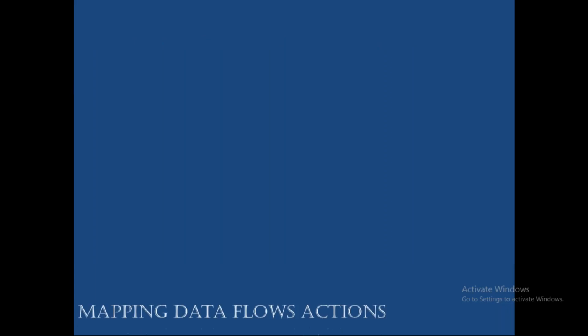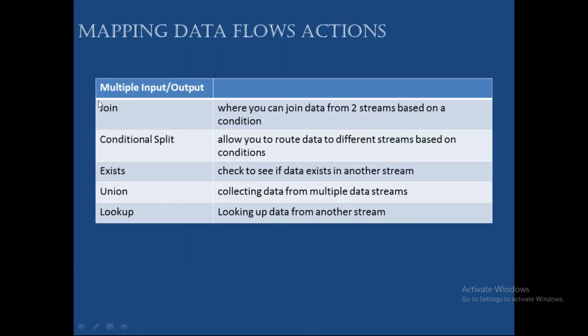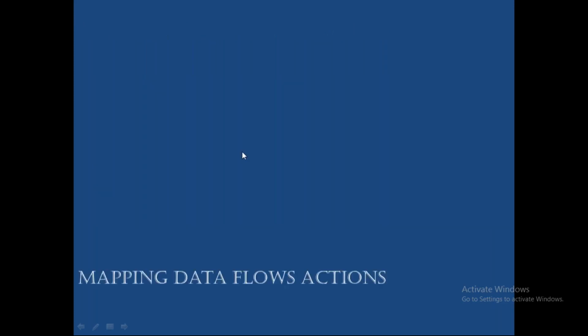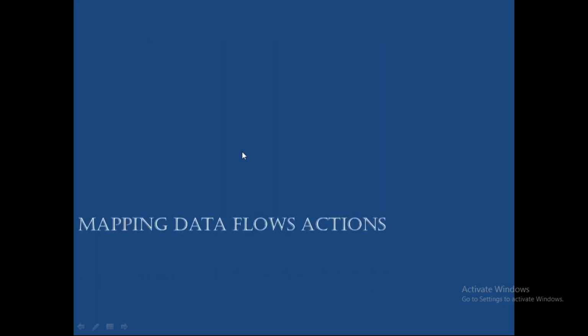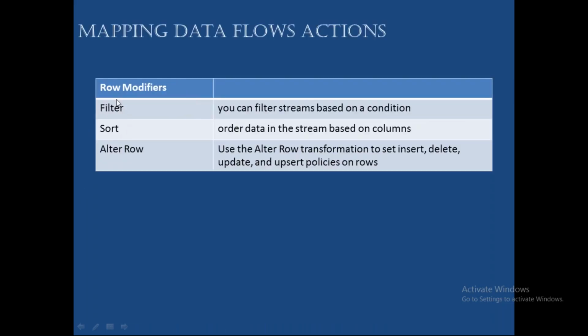Okay, next, mapping data flow actions. You see here, we have talked about join in detail, right? Conditional split we have discussed. So today we are going to talk about exists and the union. Next, in mapping data flows, we have seen already derived columns, select and aggregate. These 3 are finished, and other things we will see in upcoming sessions. We also have seen filter and sort. Alter row also will come in the upcoming sessions.